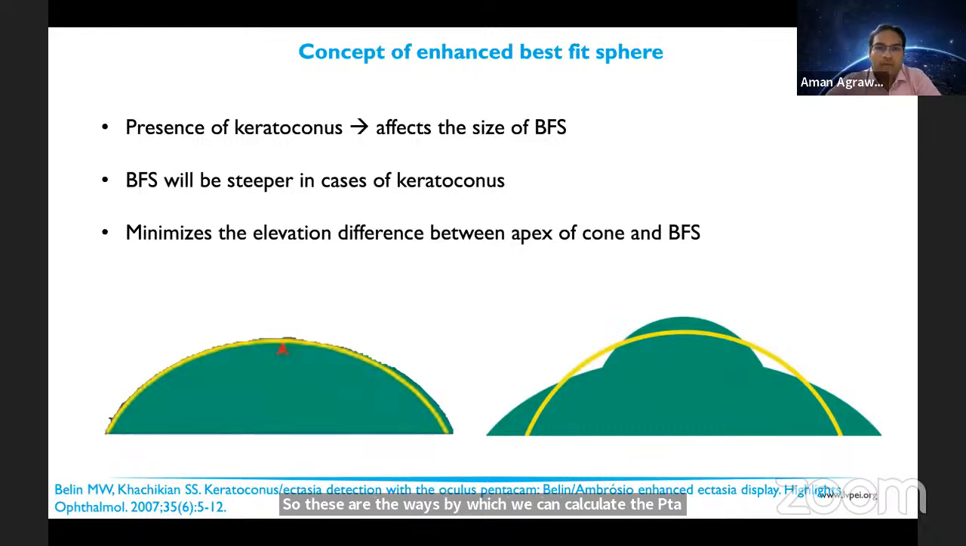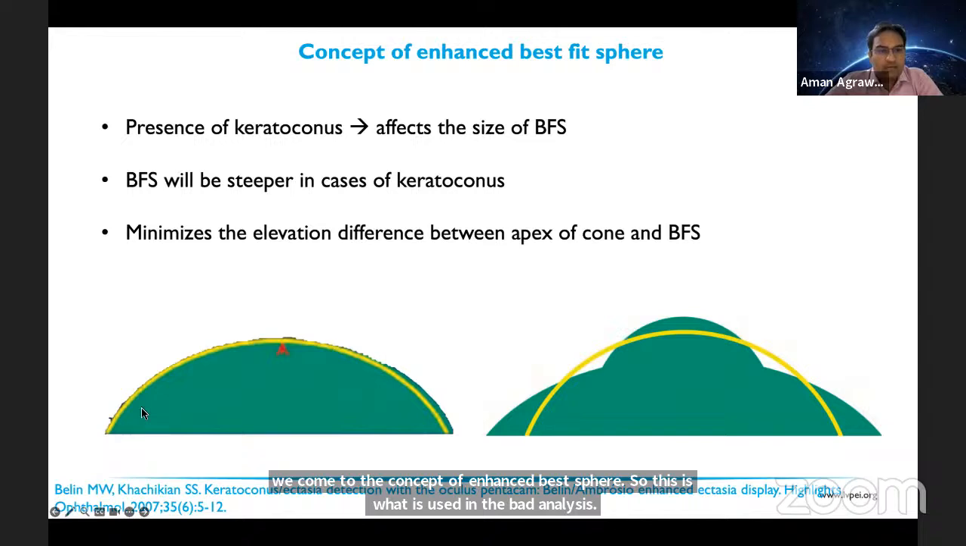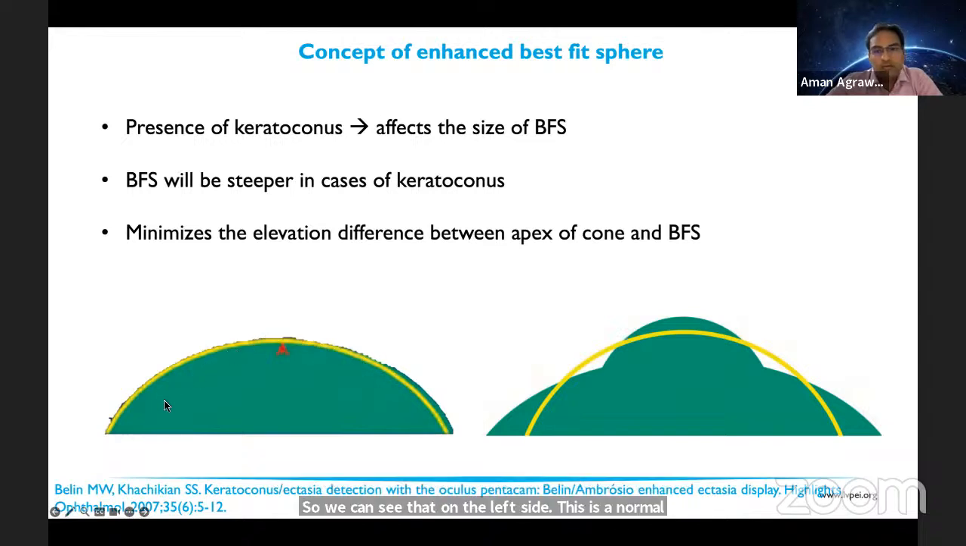Now we come to the concept of enhanced best fit sphere. So this is what is used in the BAD analysis. We can see that on the left side, this is a normal cornea, and in yellow, it is the best fit sphere that is marked. While on the right side, it is a cornea which has a keratoconic process going on.